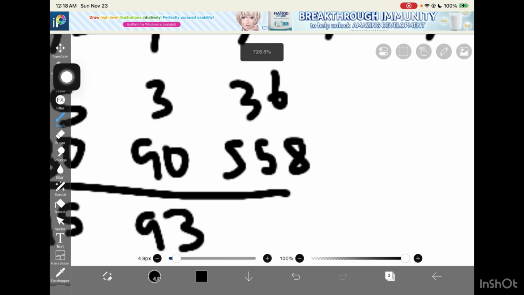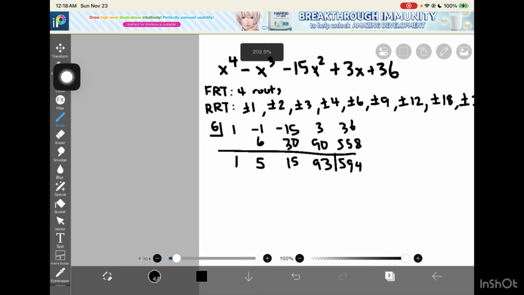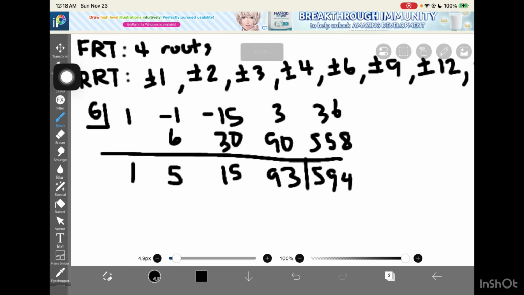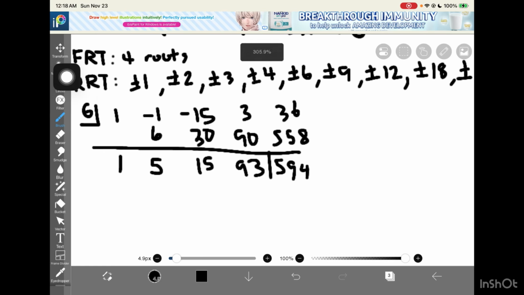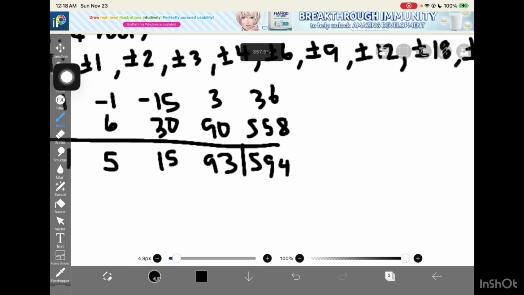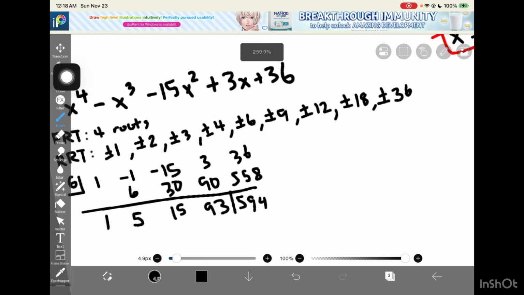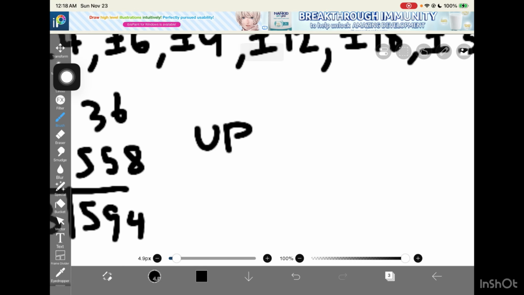I don't have my calculator with me right now. So that's 594. So as you can see, it's all positive, and we have this one, another, what do you call this, remainder. So 6 is an upper bound.